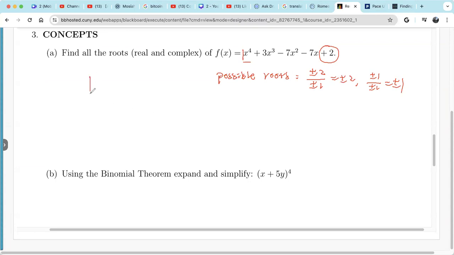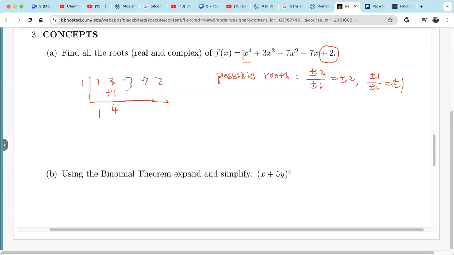Right, so let's use short division to do that. In short division, we only take the coefficient of each term. So 1, 3, -7, -7, and 2. Well, let's try positive 1 first. So we'll pull this one down. We multiply 1 and 1, we get 1, we put it over here. We add those two, get 4.